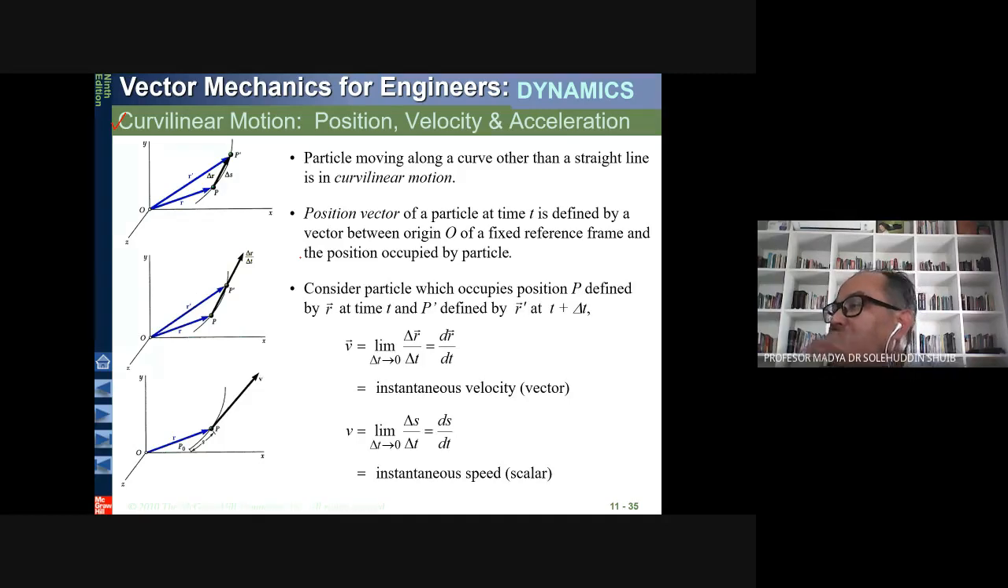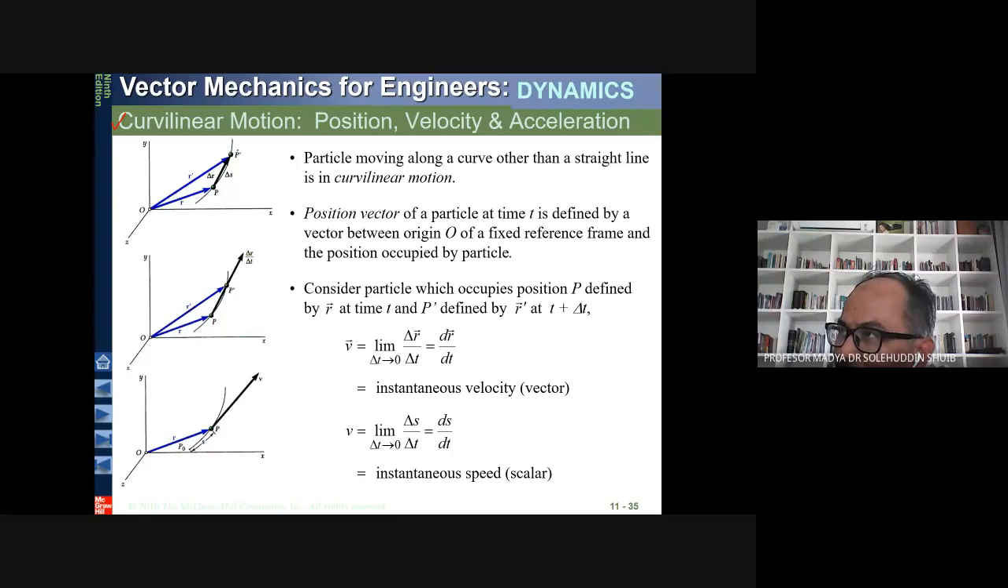If you look at this figure, we have here the particle. This particle moves along this curve from P to P prime. We have the curve here, and the length of this curve is delta S.